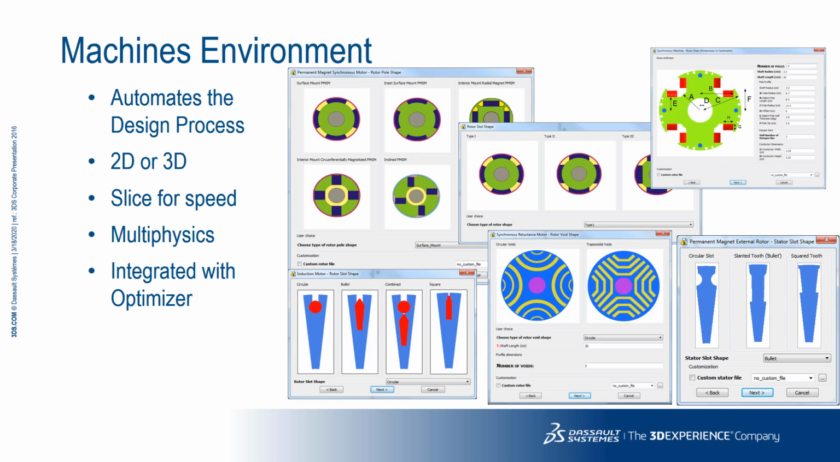The machines environment is an easy-to-use template-driven development tool specifically designed for electrical machines engineers. It uses the full power of Opera to solve the models generated by the environment. It will assist with full multi-physics modeling and automate post-processing. It's integrated with the Opera Optimizer, allowing machine models to be rapidly optimized.